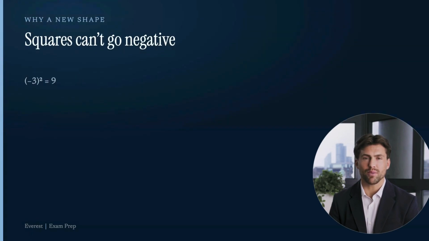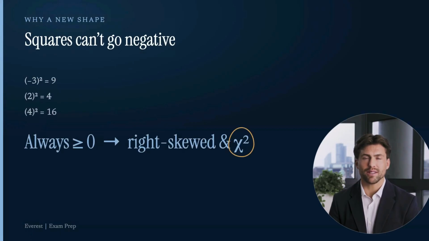Why a new distribution? And why does it look the way it does? Take a few deviations from the mean, say -3, +2, +4, square each one, and every result is positive, 9, 4, 16. It doesn't matter what sign you started with. That's the whole reason a variance estimate can never fall below 0, and why the chi-square distribution built from it trails off in a long right-hand tail instead of sitting in a symmetric bell.